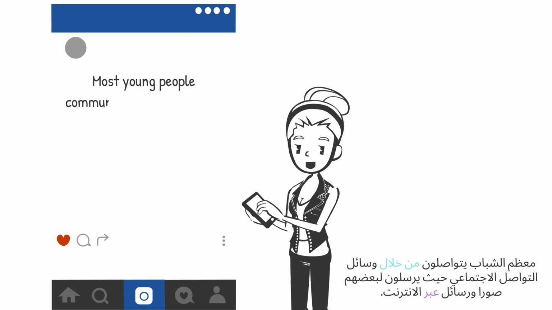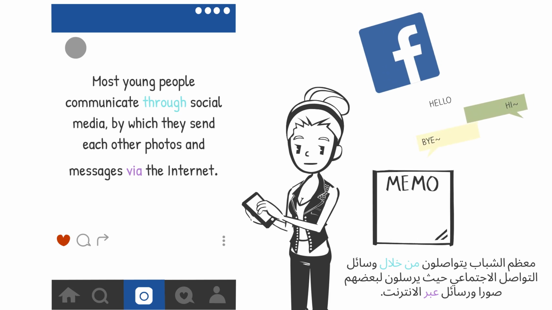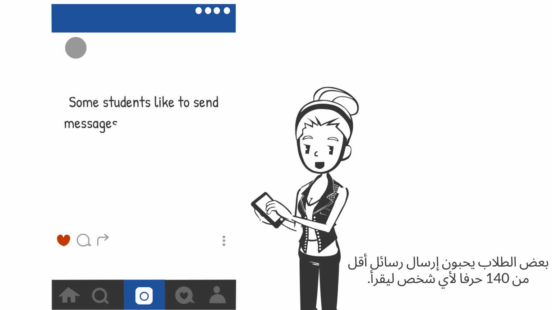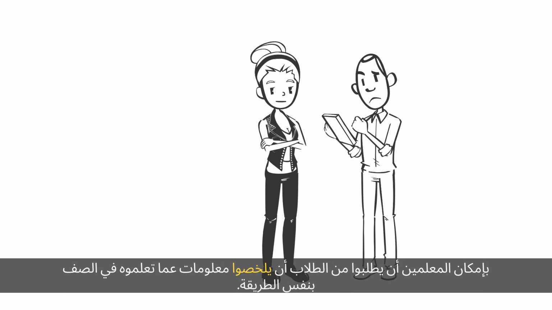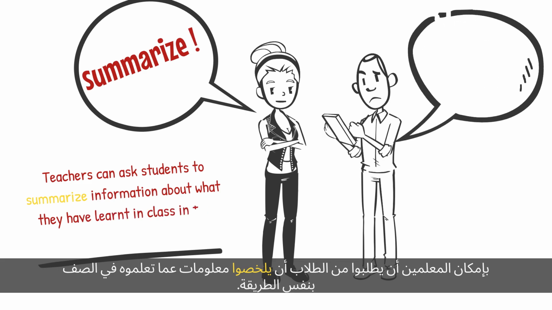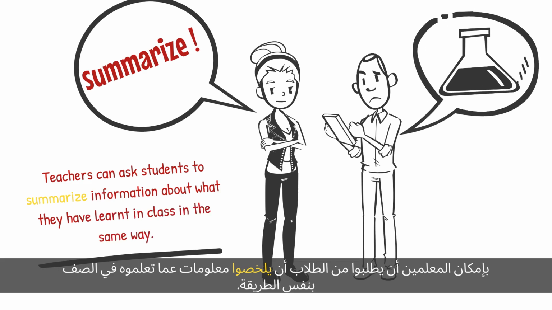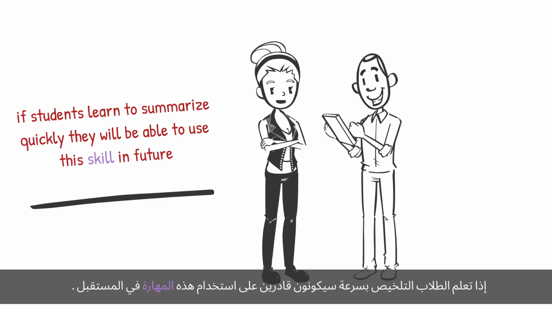Most young people communicate through social media, by which they send each other photos and messages via the internet. Some students like to send messages that are under 140 letters for anyone to read. Teachers can ask students to summarize information about what they have learned in class in the same way. If students learn to summarize quickly, they will be able to use this skill in future.